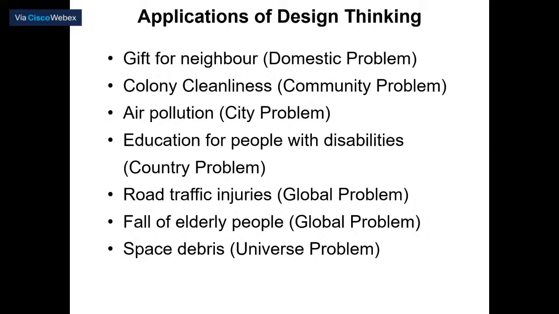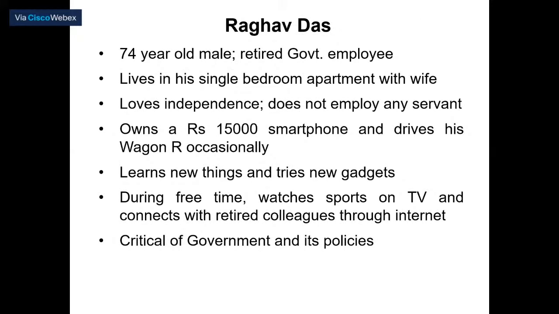And identifying such people also comes through empathy mapping. For example, when the fall of the elderly was being solved, people came up with two personas who typically represent the people who are very prone to fall. Who are those? This is one person who is called Raghav Das.